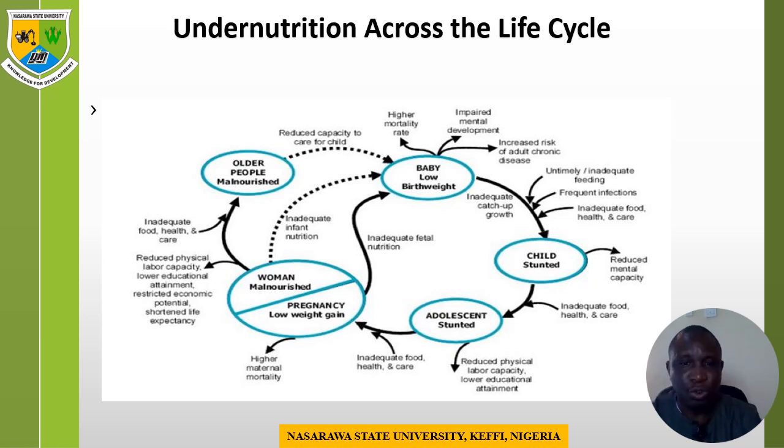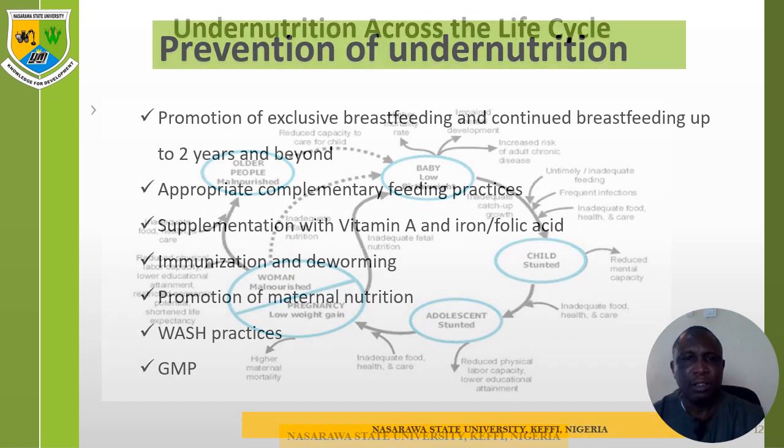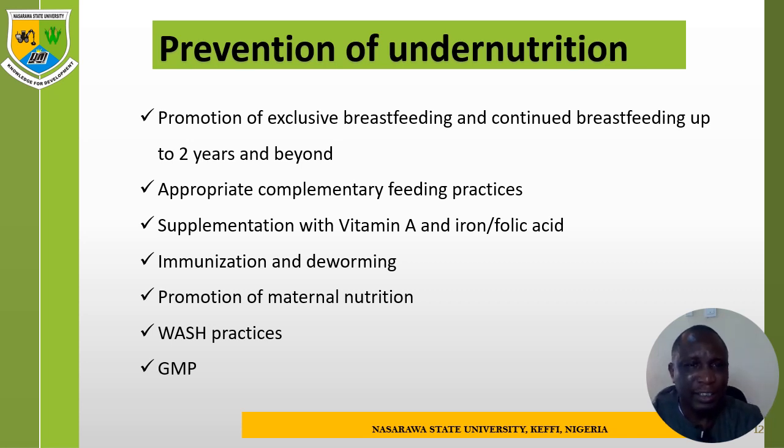So what do we do to break this link? How do we stop a low birth weight baby from developing into a stunted child? That leads us to the next subtopic: prevention of undernutrition. How do we prevent undernutrition? One, promotion of exclusive breastfeeding and continued breastfeeding up to 2 years and beyond. What is exclusive breastfeeding? Exclusive breastfeeding is feeding a baby with only breast milk for the first 6 months of life. No water is added.